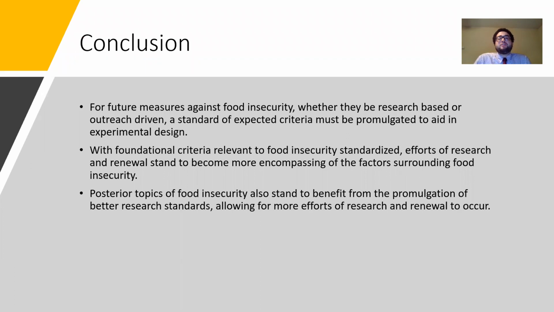In conclusion, for future efforts against food insecurity to thrive, we have to have a more balanced and well thought out research-based approach towards how we're trying to understand and think about food insecurity, specifically with the standard of information that we promulgate through experimental design. With foundational criteria relevant to food insecurity standardized, efforts of research and renewal stand to become more encompassing of factors surrounding food insecurity. Also, posterior topics of food insecurity also stand to benefit from the promulgation of better research standards, allowing for more efforts of research and renewal to occur.